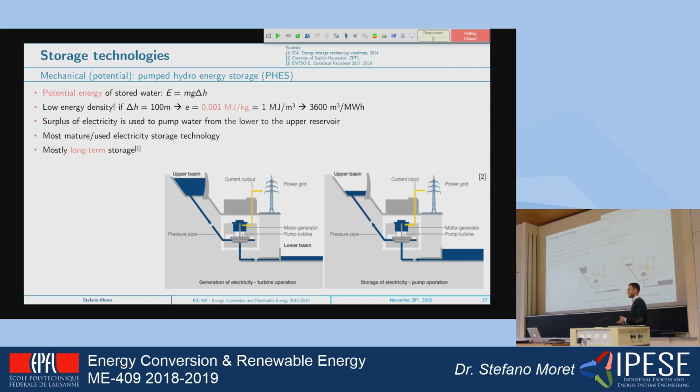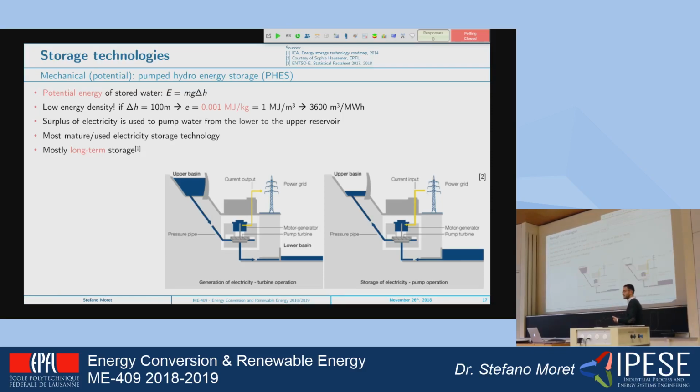When we have excess electricity, when we want to store electricity, we pump it up. So we use the turbine in pump mode. When we want to use electricity, we turbine it. As I said, we already discussed these things in the previous lecture, but it's a technology based on the potential energy of water. So the mass times the gravity times the difference in height.